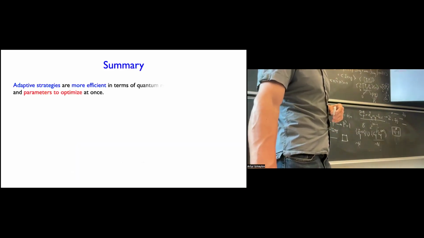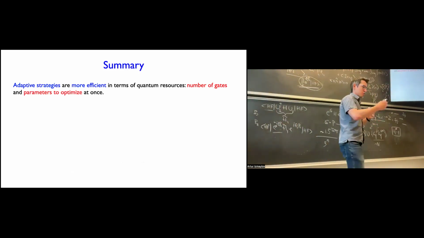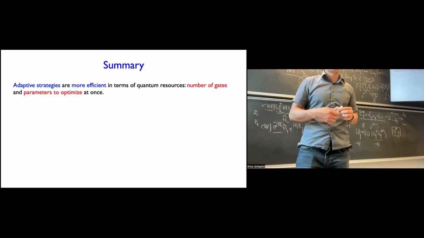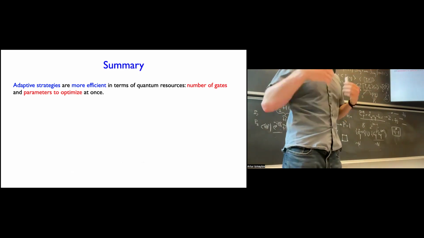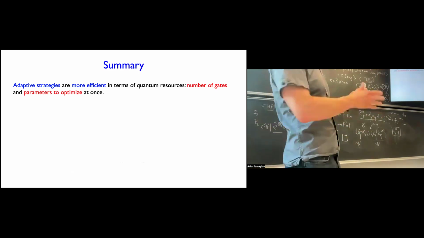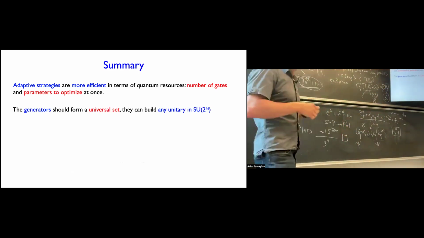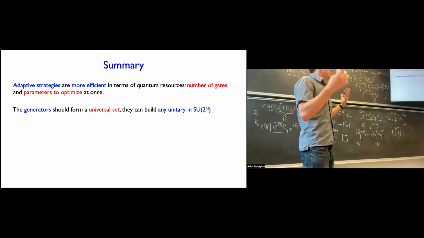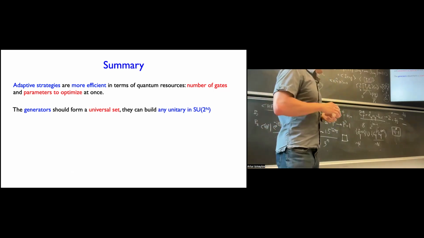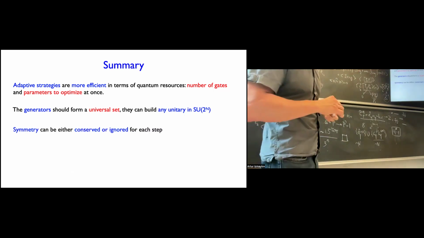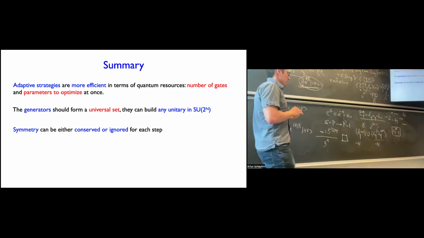Okay, just to summarize, I guess adaptive strategies are more efficient in terms of quantum resources. Of course, you slowly add the number of gates, and the number of parameters for optimization is not as high as if you put in the entire thing, like in the cluster singles and doubles. Generators should be from a universal set. Most of the works, or all the works I've seen, satisfy that, and they can then build the SU(2N) in general. Symmetry can be either conserved or ignored for each step.